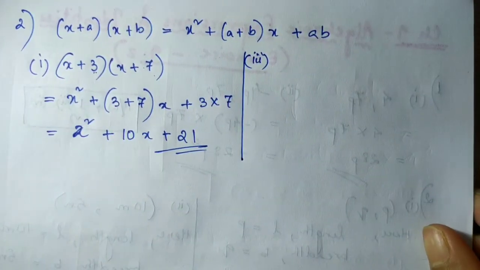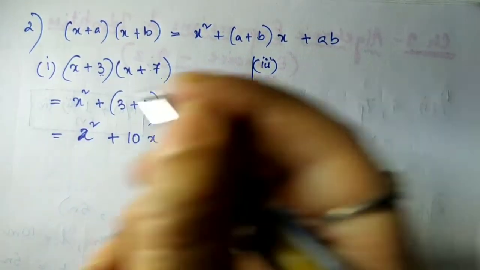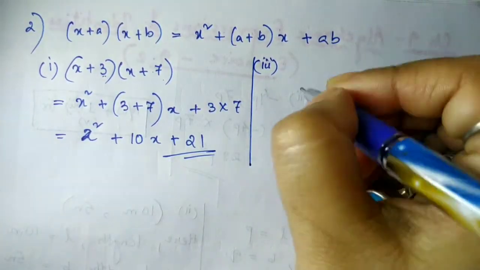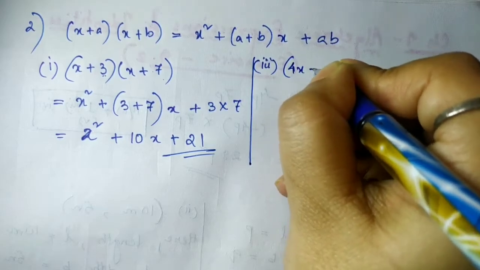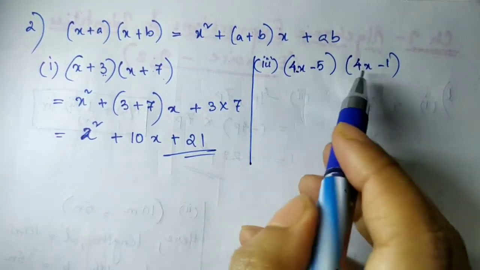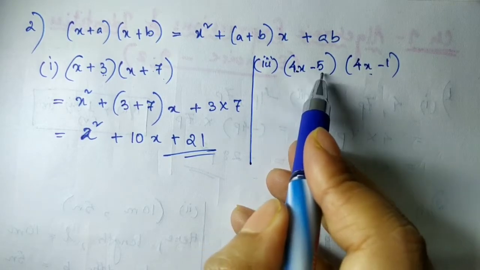Okay, let me show you this one. Number 3 is given as 4x minus 5, 4x minus 1. Here these two are the same, that means this is the x, this is the a and this is the b.